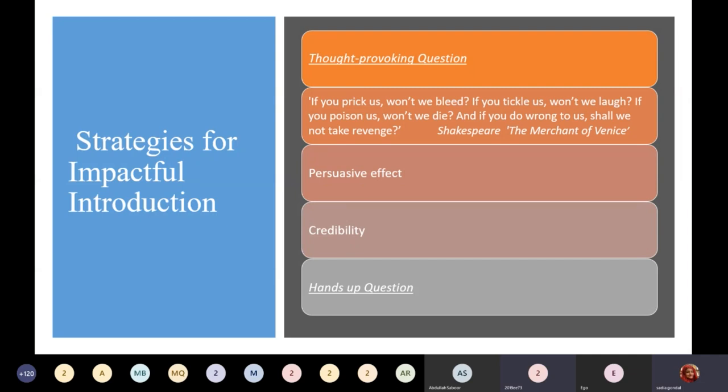Let's move on to the third strategy. The first strategy is the storytelling technique. The second strategy is the question posing technique. You can pose a very simple question, or a thought-provoking question, or a hands-up question, but please mind it, it should have some substance in it.